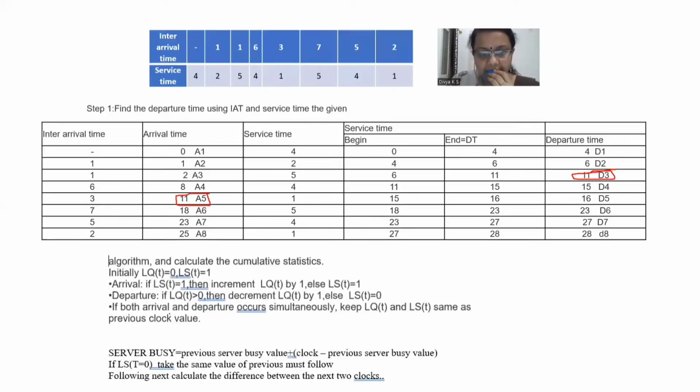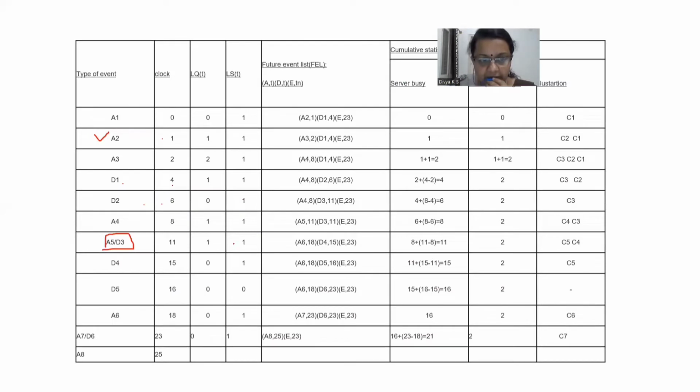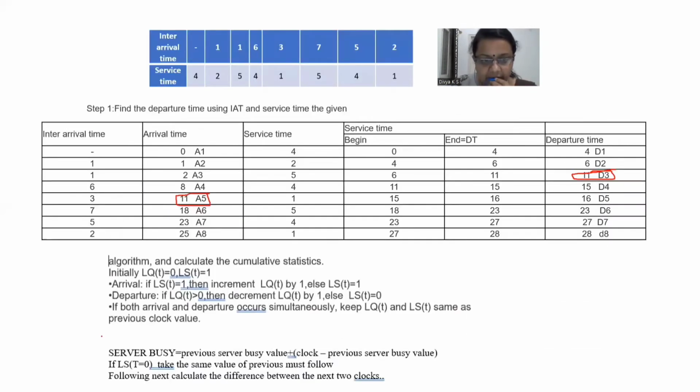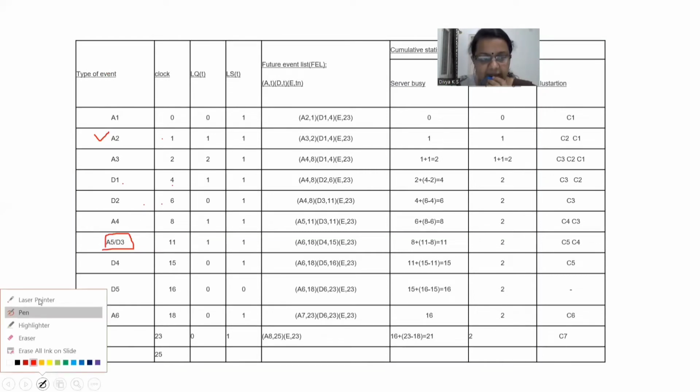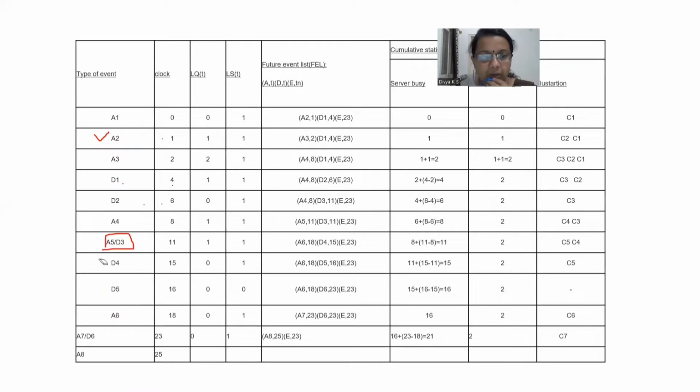Then after 11, what is coming? 15 D4. So I write 15 D4. Like this it comes again. See, A7 and D6 are coming in the 23rd, I think. A7 is coming in the 23rd, and D6 is also coming in the 23rd. So like this you have to fill in the event type and clock. It's clear, right? I think so.